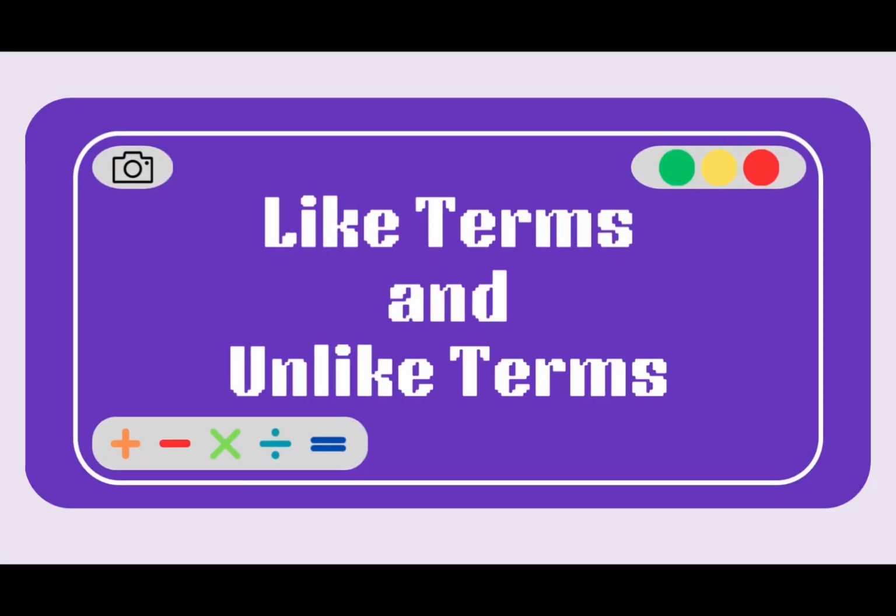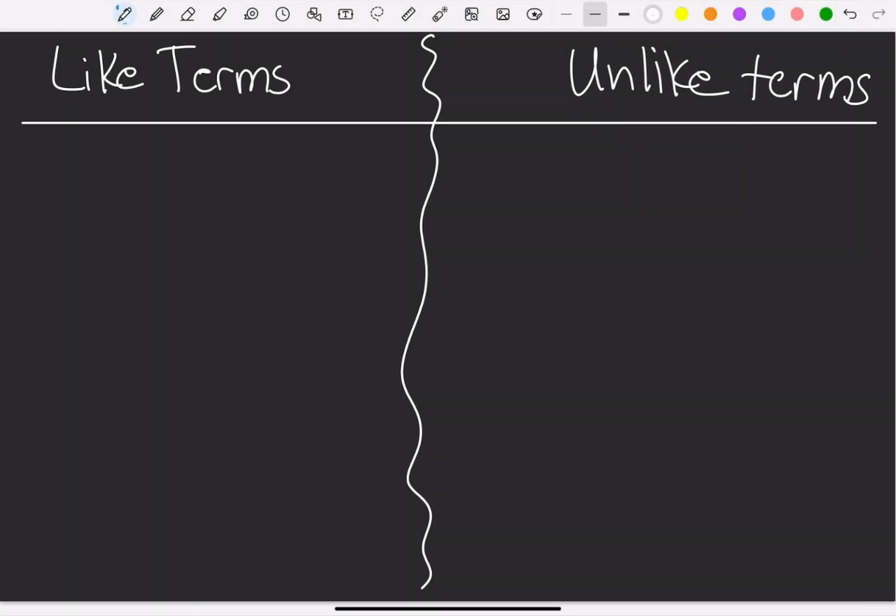What else is there to know about terms? Well, we can break down terms into 2 subcategories, okay? We have like terms and unlike terms. How do we define like and unlike terms? Well, let's look at like terms first. If you remember from above, a term could be either any single number, single variable, or multiplying the coefficient and a variable, okay? Like terms are 2 separate terms that are the same or similar, alright?